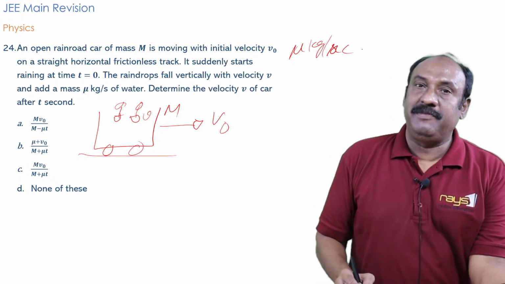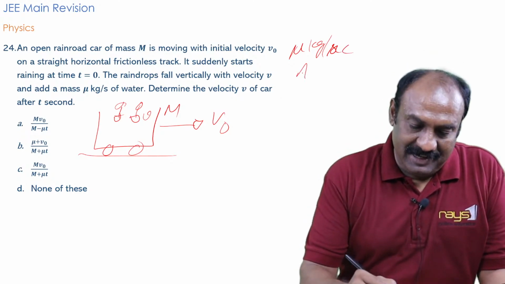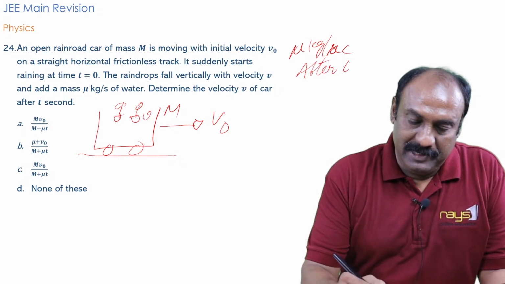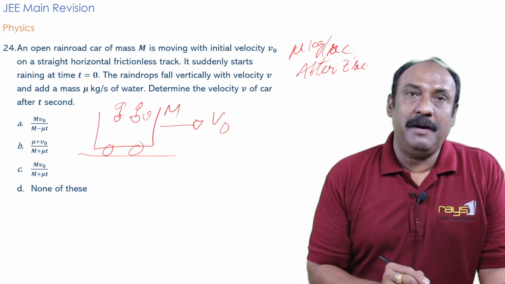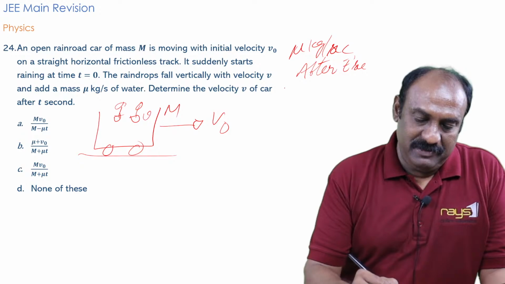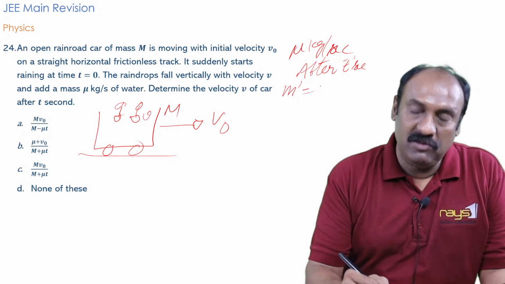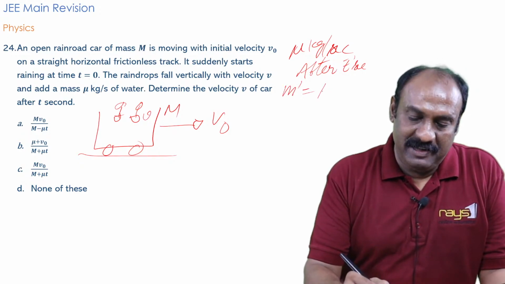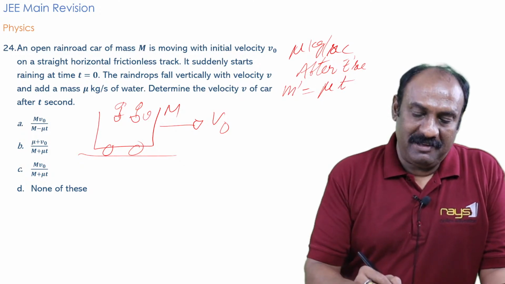Determine the velocity of the car. So after t seconds, what is the mass of the rainwater? The mass of the rainwater, m dash, is equal to mu kg per second times t seconds, that is mu t. So this is the mass of the rainwater.